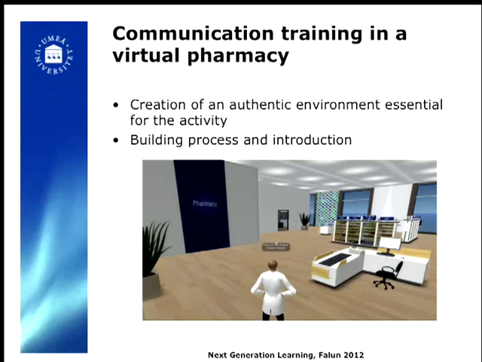Yes, and I'm going to talk about the building process in Second Life and also very short on the introduction of the students. And I'm going to show a film of the pharmacy.